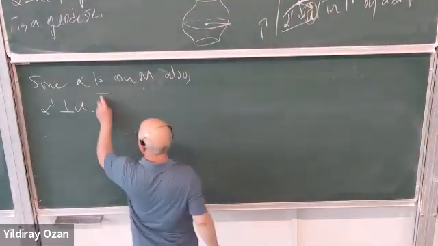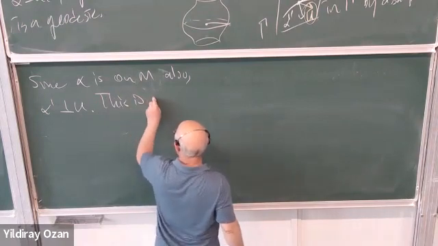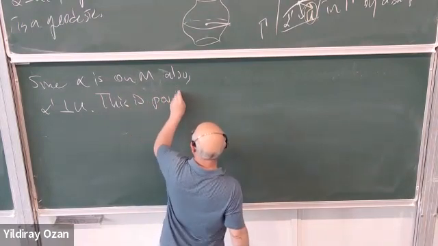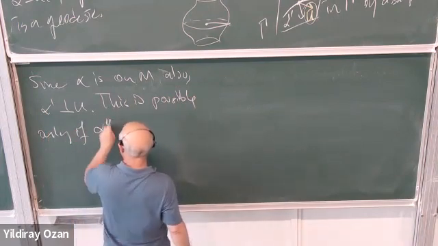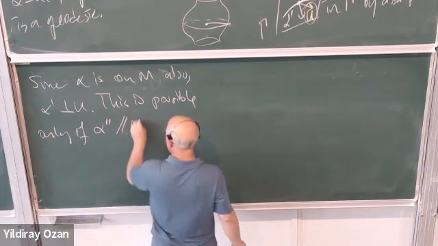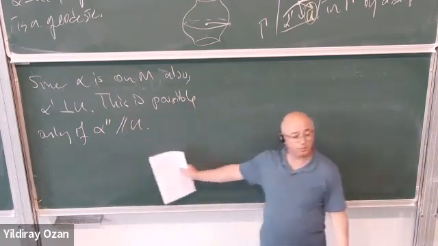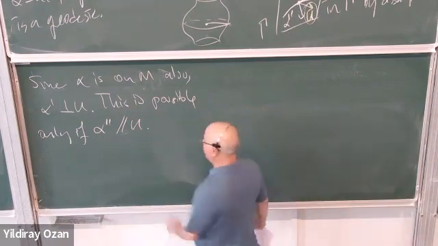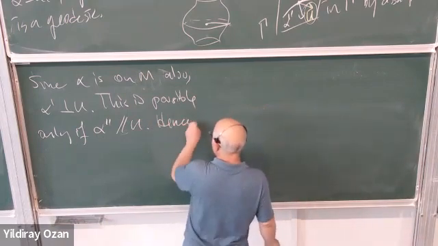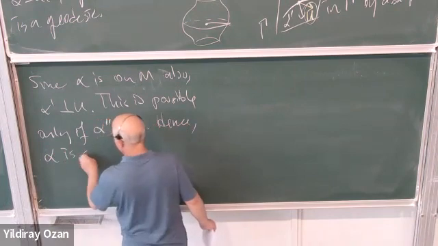This is possible only if alpha double prime is parallel to U. But alpha double prime is parallel to U means alpha is a geodesic. And alpha is a geodesic.